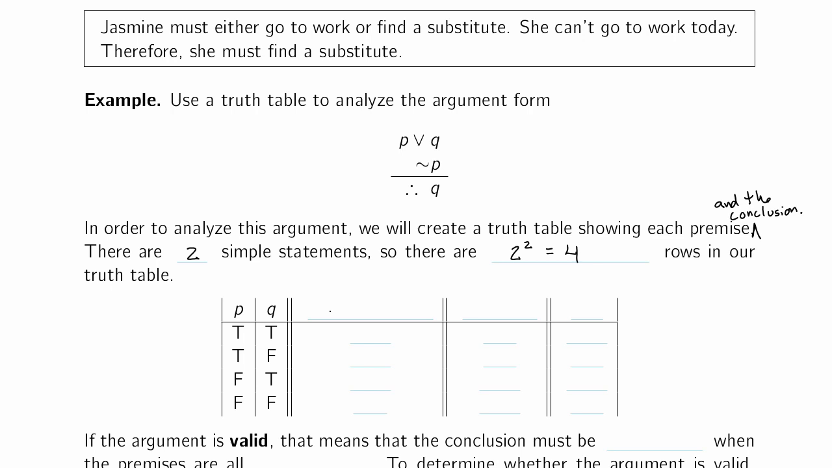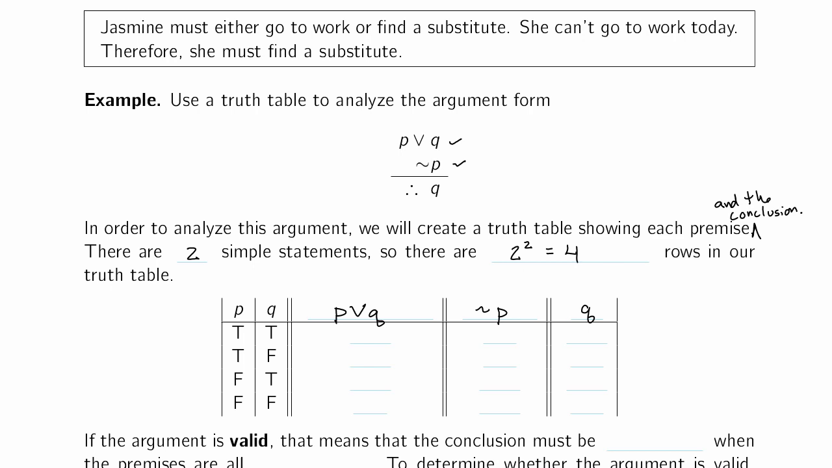And then for the columns of our truth table, well, we have P or Q. There aren't any multiple steps in symbolizing that. That's just a single compound, so we can just make that column. We'll have a not P column. That's another one of the statements in our argument. And then our conclusion is Q. And we already have a Q column, but just to help us see what we're analyzing, I'm going to make another copy of that column for my conclusion.